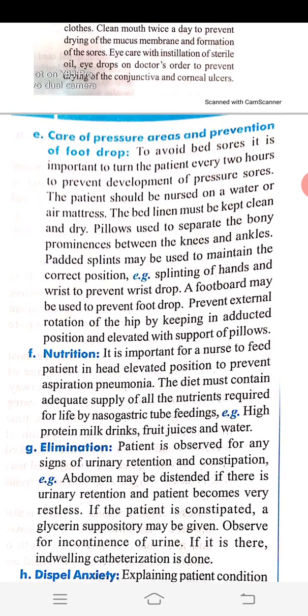Care should also be given to the pressure areas, because certain bony prominence areas in the body, like the heel, knee, and shoulder area, that is the scapular area, will be more prone to pressure sores.